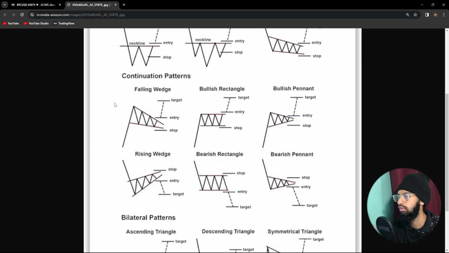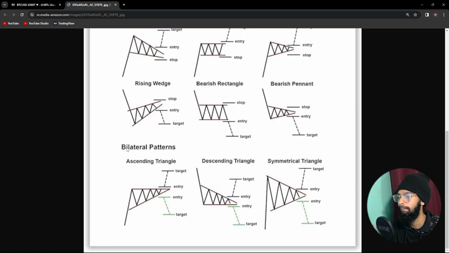So all of these are continuation patterns. That means whatever way the market was originally going is going to do these patterns, any of these patterns, and it's going to continue going the way it did. So for example, if it's going up, it does one of these patterns, it's going to continue going up, and also vice versa, where it's going down, does this pattern, and then it's going to continue going down.